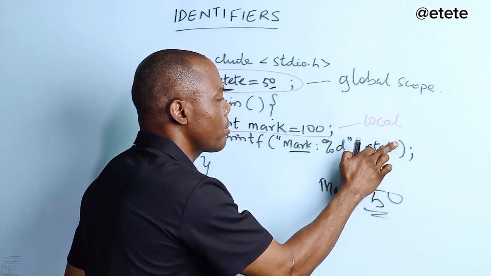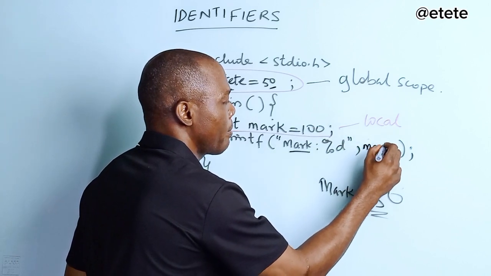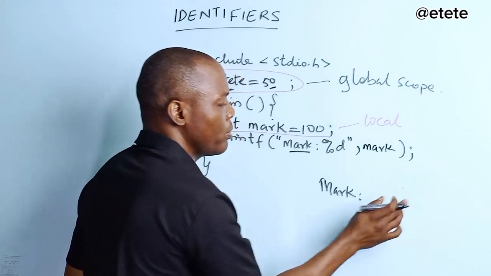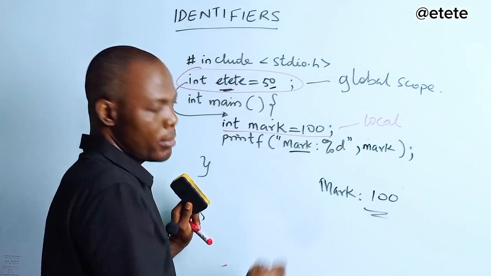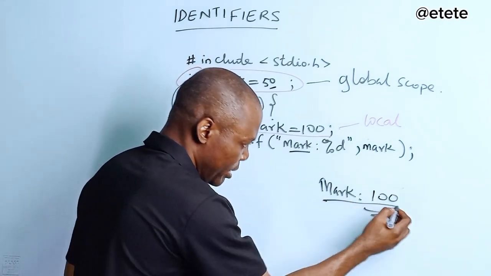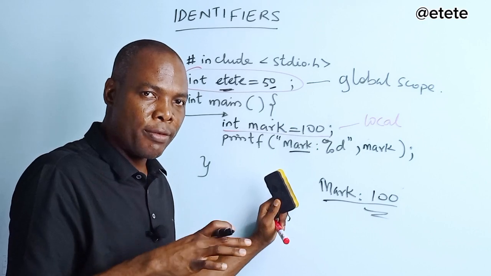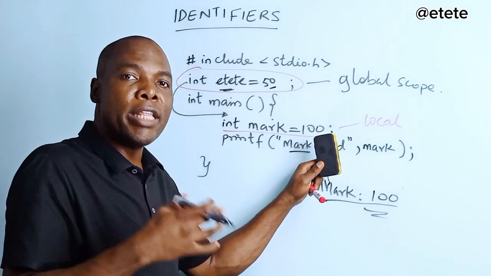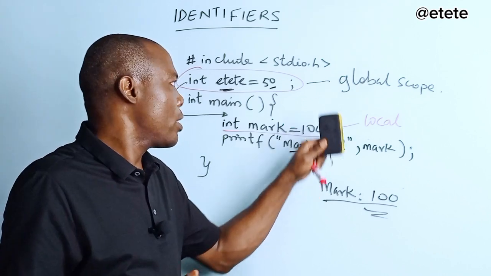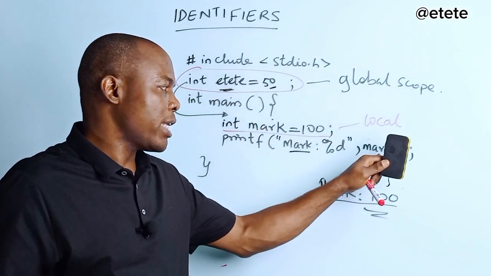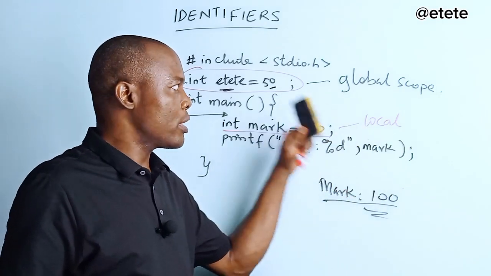But if I change this place now to mark, then the value that I will see on the screen will be what? 100. This will now be printed out and it will be like this, same way. So an identifier is a name that you give, used to name your variable or your functions or user defined type. So this is an identifier. This is an identifier. That is what I want to show you in this class.